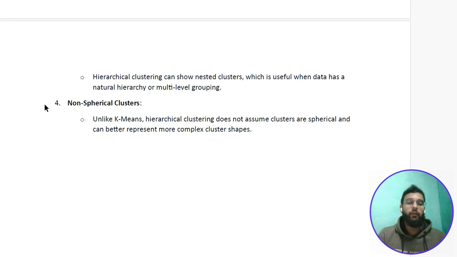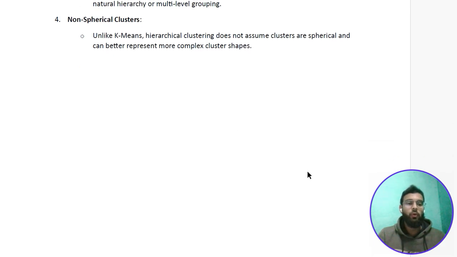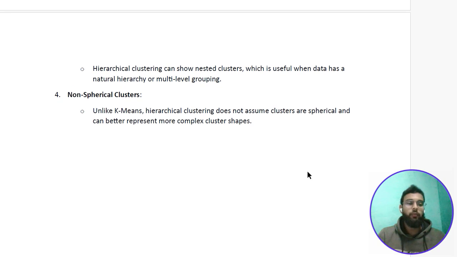And fourthly, we have the non-spherical cluster advantage. Unlike k-means, hierarchical clustering does not assume clusters are spherical and can better represent more complex cluster shapes. So that's all the answer for the question.